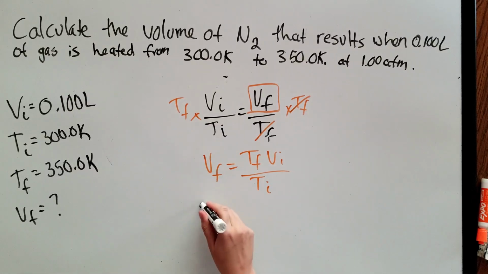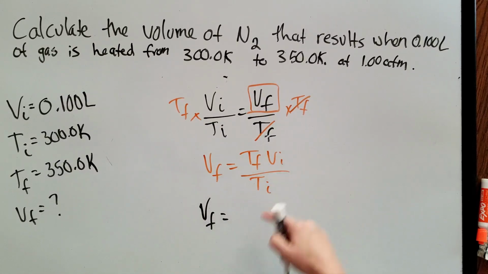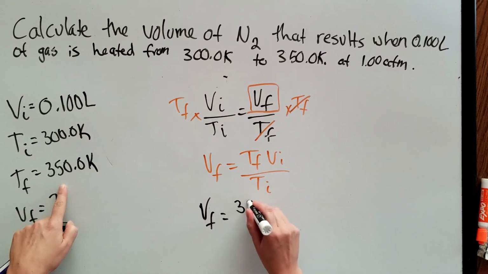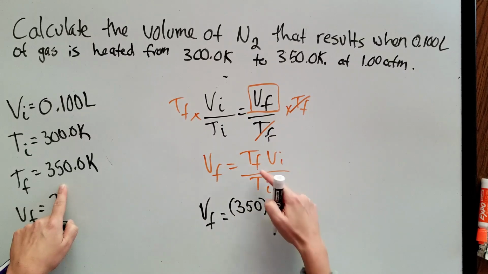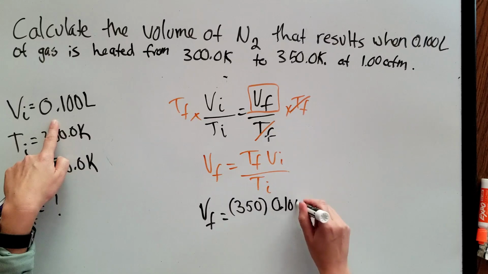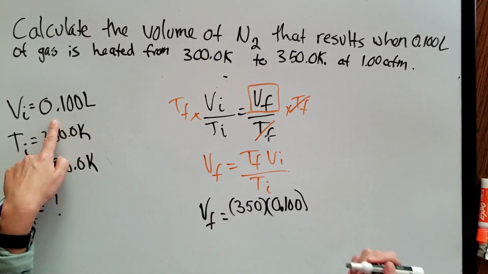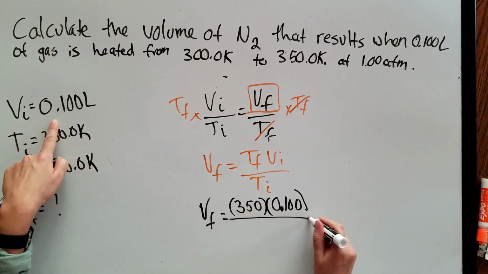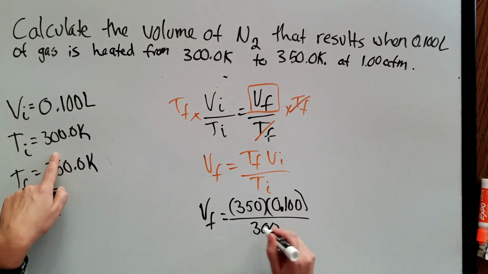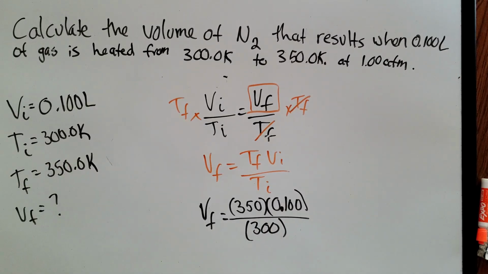Once you have it rearranged, plug in your values. See if I can get them in the right spot this time. We have the final temperature on top, so that's 350. We're going to multiply that by the initial volume, which was 0.1, and then divide that by the initial temperature, so we're looking at the 300 on the bottom. Calculating this out, we have 350 times 0.1 divided by 300.